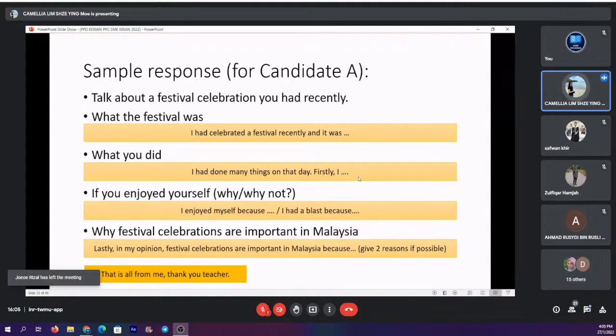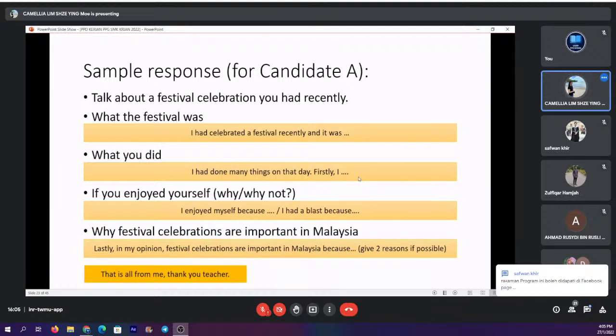Then why festival celebrations are important in Malaysia? So lastly, in my opinion, this is to conclude, festival celebrations are important in Malaysia because, okay, why do I bracket these words? Give two reasons if possible. For my slightly weaker students, I encourage them to give me at least one reason. But for those who are slightly better, the teacher can encourage them to give two reasons if possible.